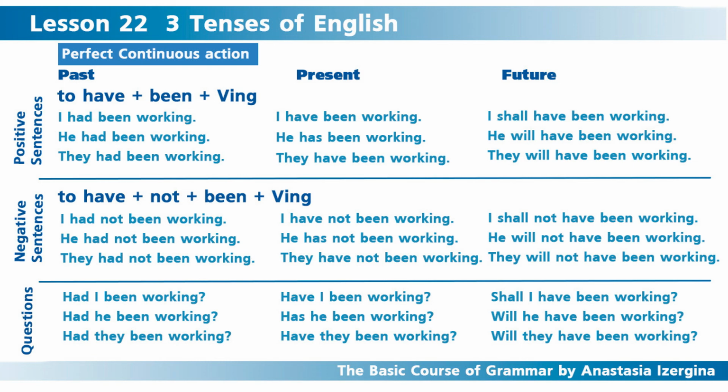Negative sentences need to add not to our first auxiliary verb, to have plus not plus been plus main verb with ing ending. I had not been working. He had not been working. They had not been working. This is past. I have not been working. He has not been working. They have not been working. This is present. I shall not have been working. He will not have been working. They will not have been working.